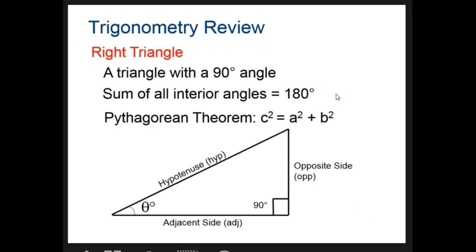Now we have another little review from geometry. Angles in a triangle add up to 180. We're talking about right triangles here, so we have a 90-degree angle. And we have the Pythagorean theorem: hypotenuse squared equals a squared plus b squared.